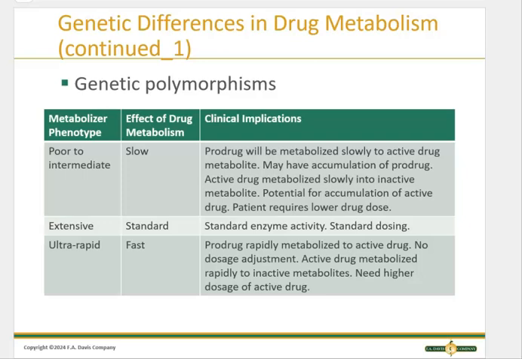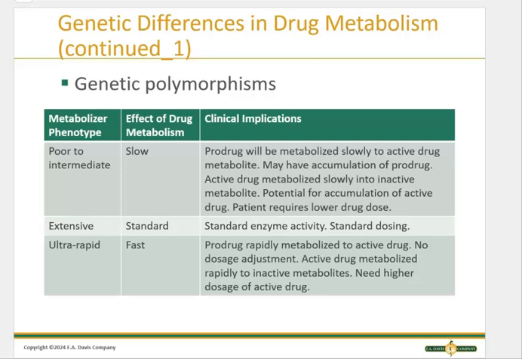There are 4 phenotypes that affect genetic polymorphisms in individuals. Okay, so the first one we're going to talk about is poor metabolizers. Then we can have intermediate metabolizers, and then we could have extensive metabolizers and ultra-rapid metabolizers.